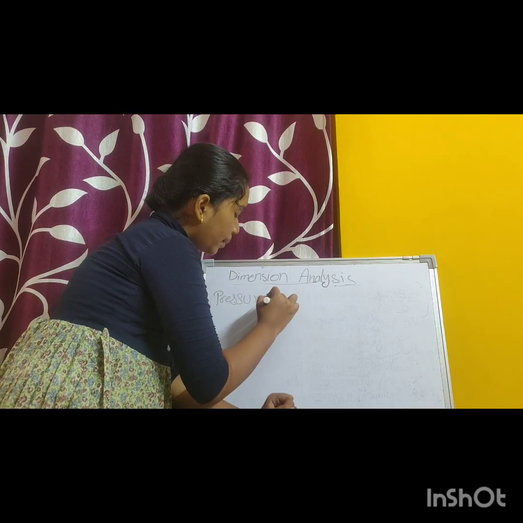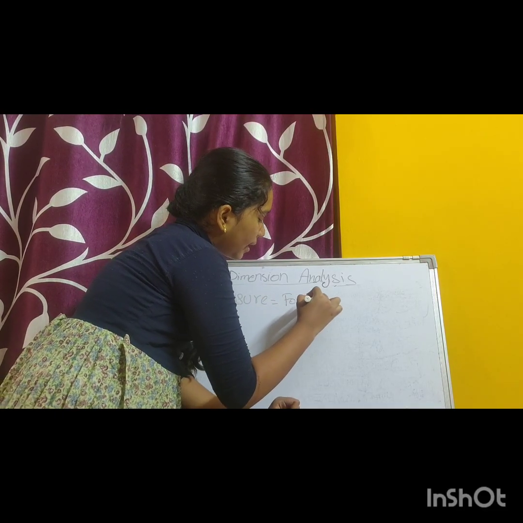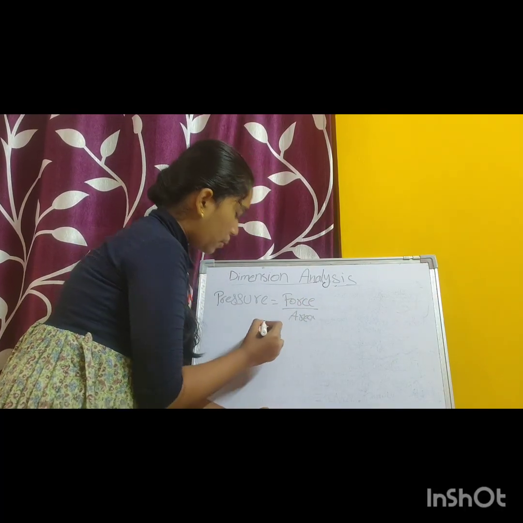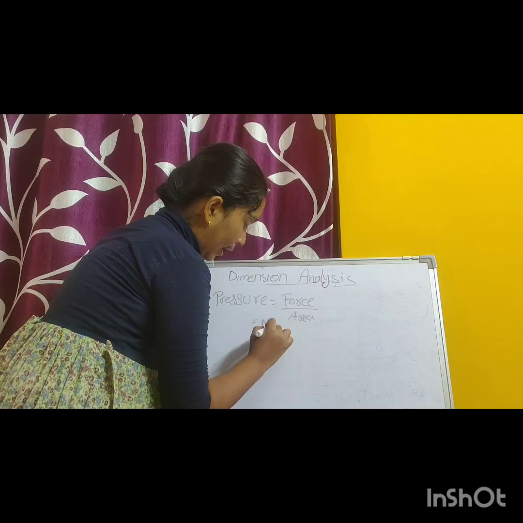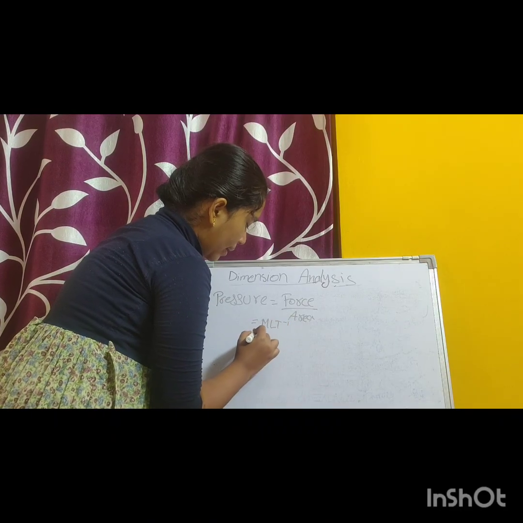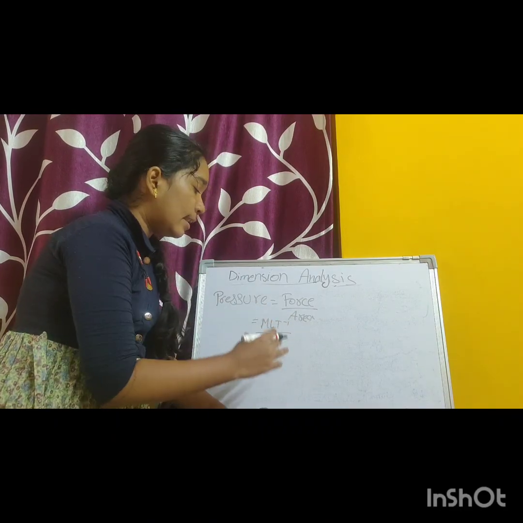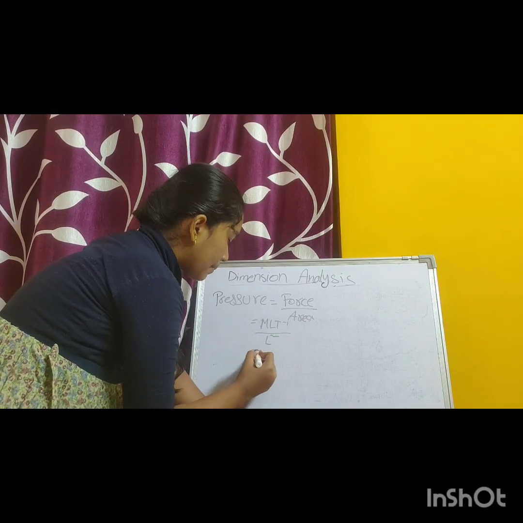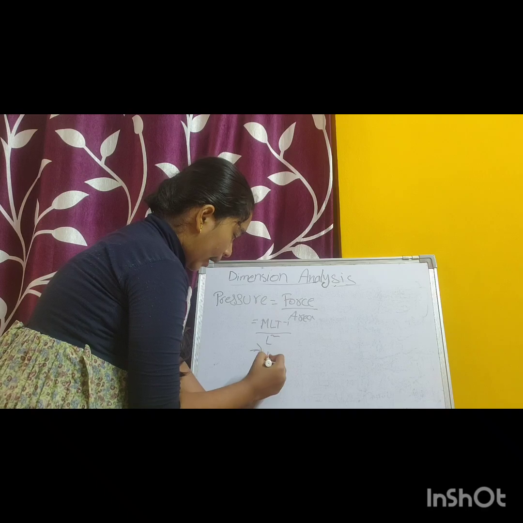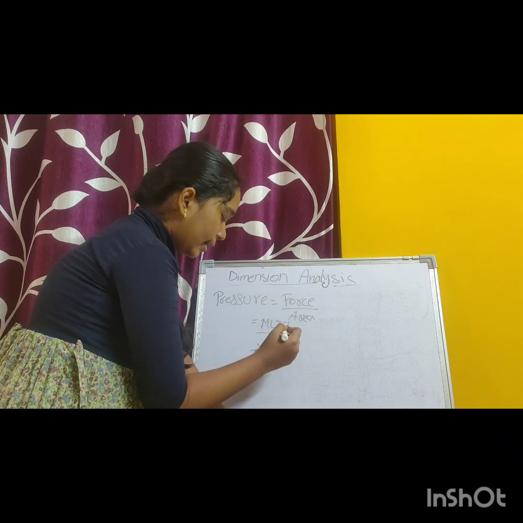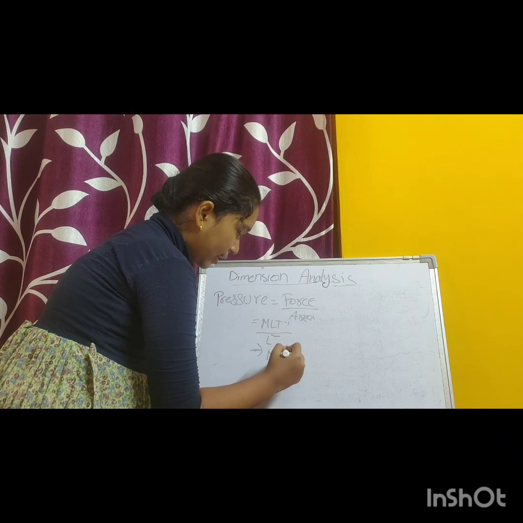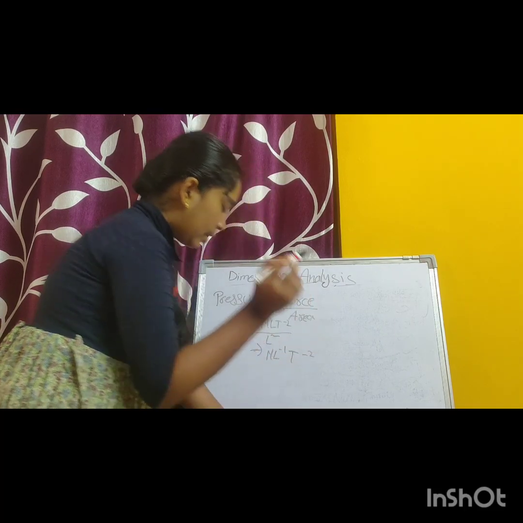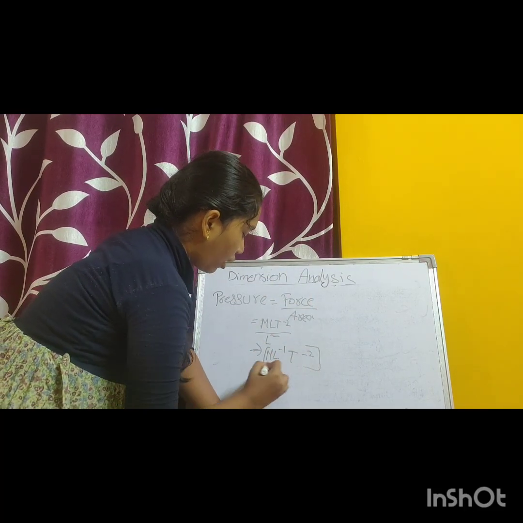The formula of pressure is force by area. Just now we have derived the dimensional formula of force, which is M L T power minus 2, by area. Area is length into length, so we can directly write it as L square. So the dimensional formula of pressure will be M, L power 2 will go to the numerator, and it will get simplified to M L power minus 1 T power minus 2. We got the dimensional formula of pressure.